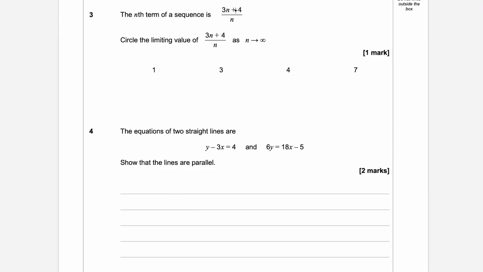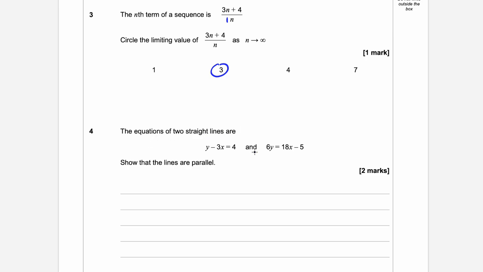Nth term of a sequence is this. Circle the limiting value of this as n approaches infinity. Okay, the answer, guys, is 3, because it's basically the 3, the coefficient of n on the top, over the 1, the coefficient of n on the bottom. 3 over 1. When n gets really, really big, this 4 doesn't really play a big role. So what happens is it approaches 3.